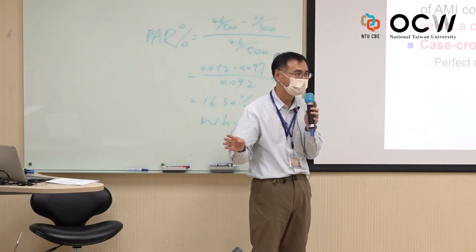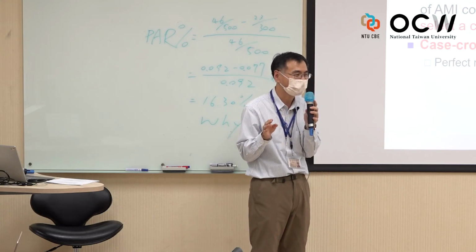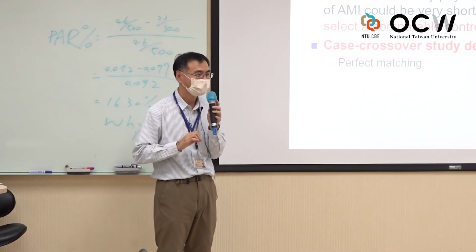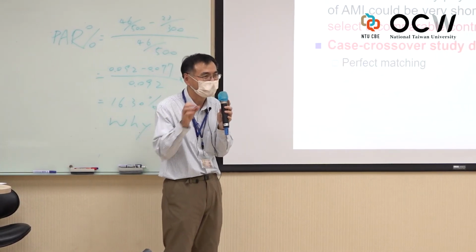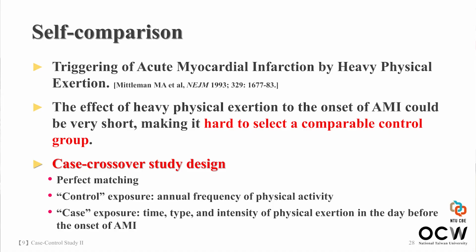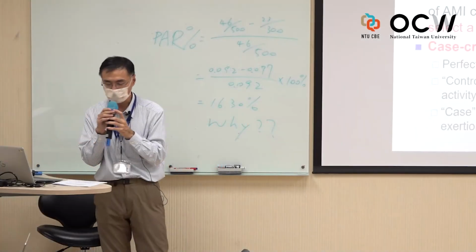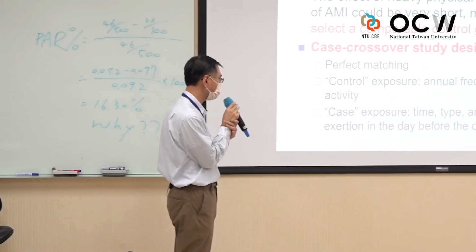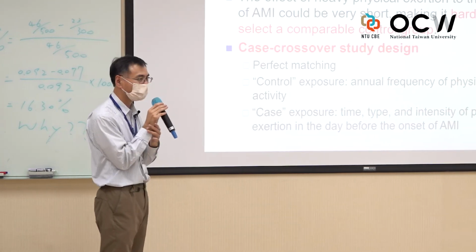You are only one week older than you, right? Exactly the same gender, for most of the cases, sorry. Exactly the same genetic background, socioeconomic status. It's all the same. The only difference may be the short-term exposure right before the onset of the disease, like heart attack. The control exposure period could be the annual frequency of physical activity. It could be done by records or questionnaire. And for the case exposure period, we could identify the time, the type, and intensity of physical exertion in the day before the onset of AMI, right?